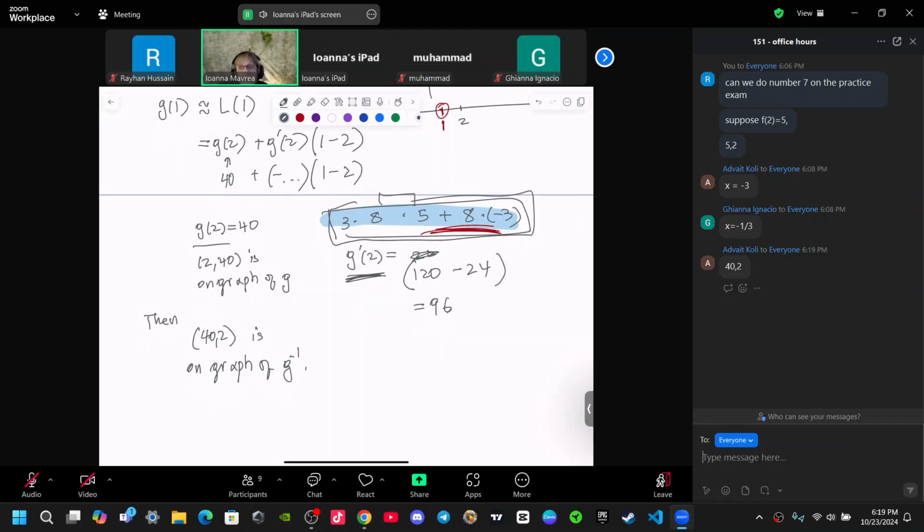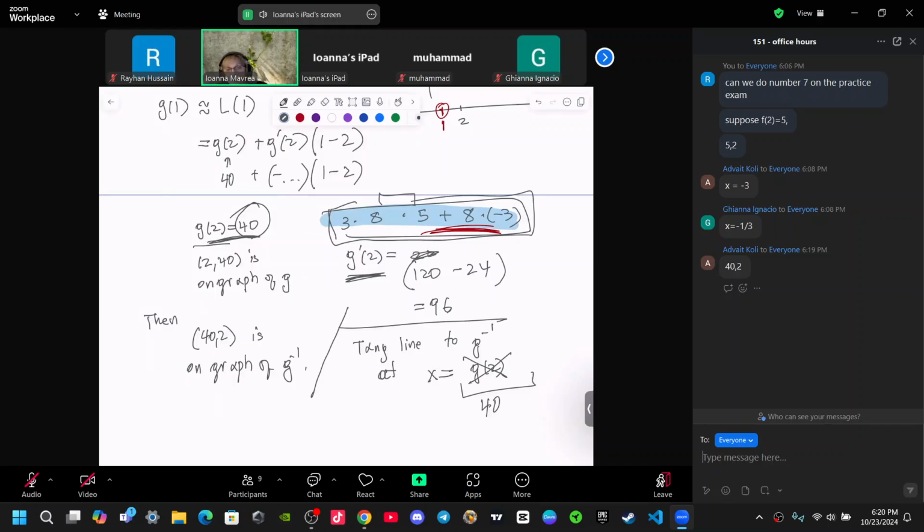So the only thing that they can ask about g inverse is to write the equation of the tangent line to g inverse at 40. And they do say that, only in a weird way. They say write the tangent line to g inverse at x equal g of 2, and like, what? What's g of 2? 40. So they're saying at x equal 40. Because that's the only thing you can do. If you know 2 comma 40, what's happening on the function, then you know what's happening on the inverse at 40 comma 2. So x equal 40.